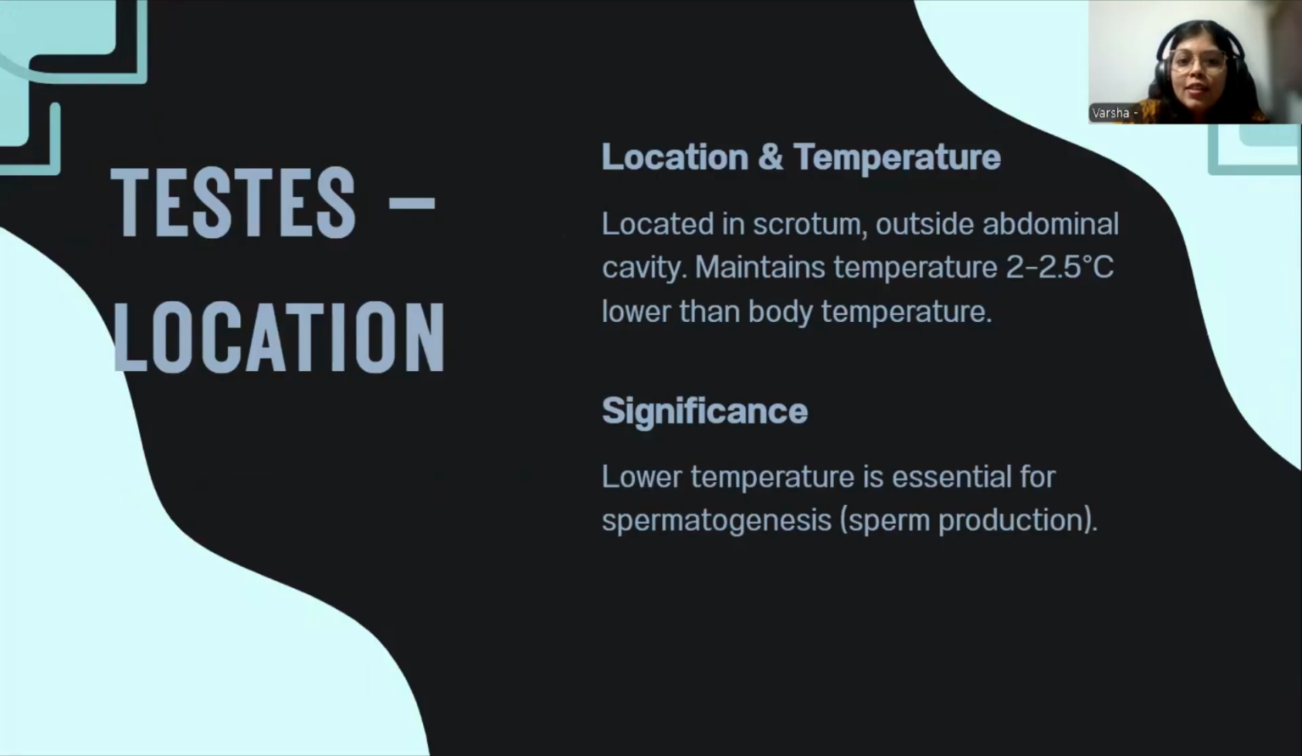Now, this is the direct NEET question area. Testes are located in the scrotum, outside the abdominal cavity. Why? Because spermatogenesis requires a temperature about 2 to 2.5 degrees lower than the body temperature. Remember this line: temperature regulation is essential for sperm formation.